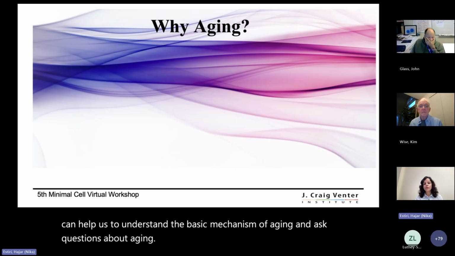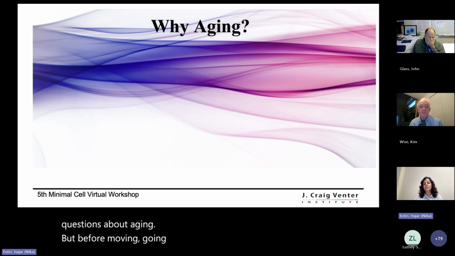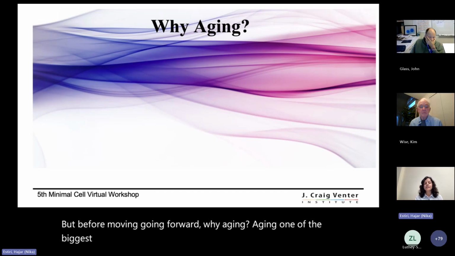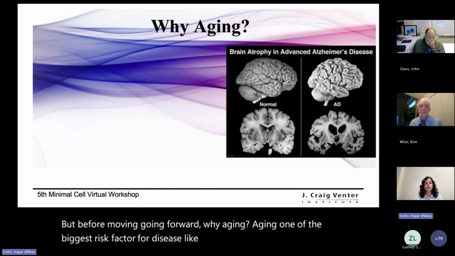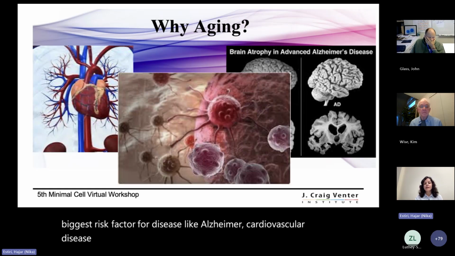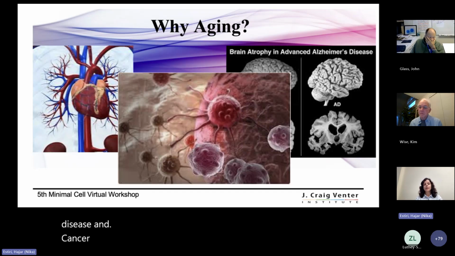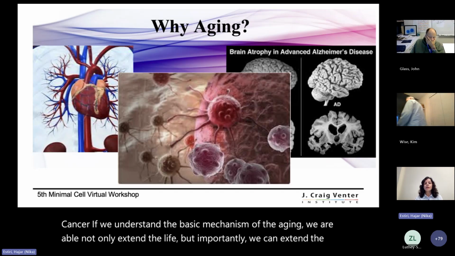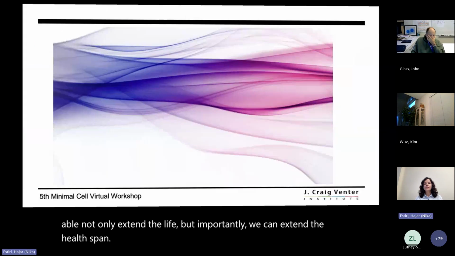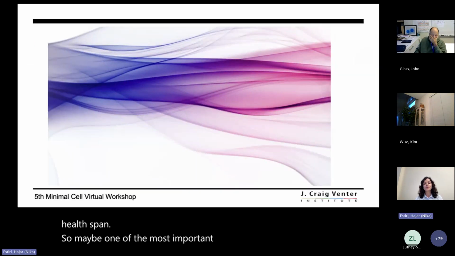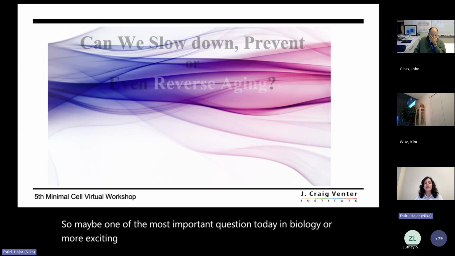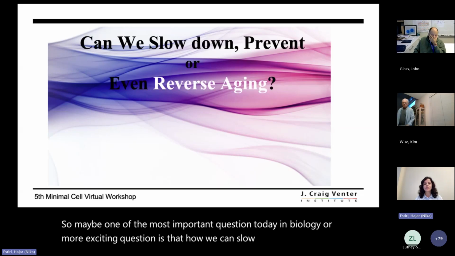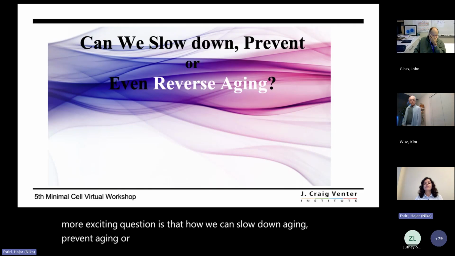But before going forward, why aging? Aging is one of the biggest risk factors for diseases like Alzheimer's, cardiovascular disease, and cancer. If we understand the basic mechanism of aging, we are able not only to extend life, but importantly, we can extend the health span. So maybe one of the most important, or more exciting, questions in biology today is how we can slow down aging, prevent aging, or even reverse aspects of aging.